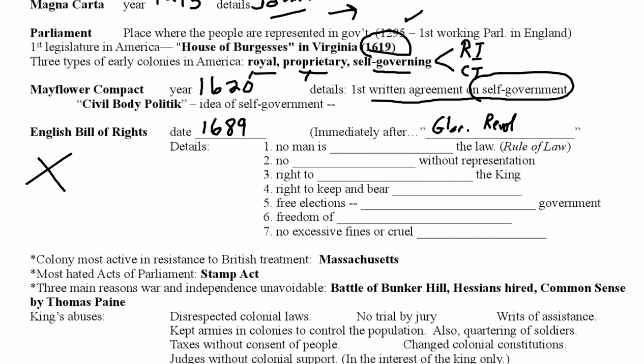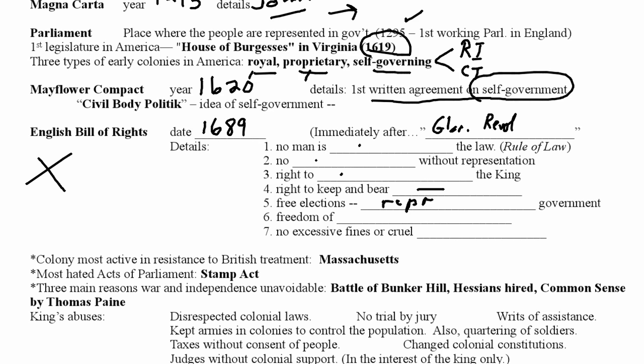No man is above the law. No taxation without representation. The right to petition the king. Right to keep and bear arms. Free elections. In other words, representative government. Obviously, you can pause this and get this a little bit slower if you're missing some of these. Freedom of speech, no excessive fines or cruel and unusual punishment.